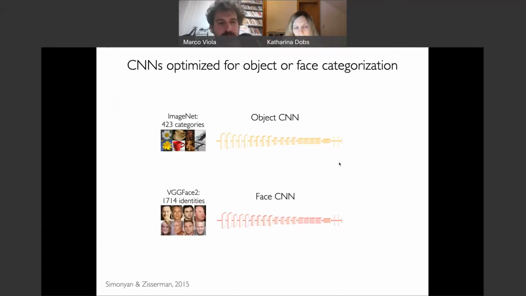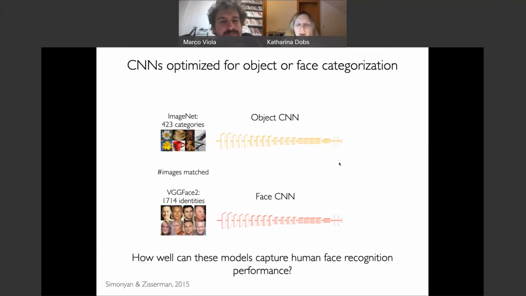And then we took the same architecture, randomly initialized it, and trained it to recognize around 1,700 identities from the VGGFace2 dataset. Importantly, these two models were trained on very different goals, if you want, but the number of images was matched between the two training sets. So the amount of experience was identical. The only thing that differed was what kind of experience they had. And now we wanted to know, okay, how well can these models capture human face recognition performance?